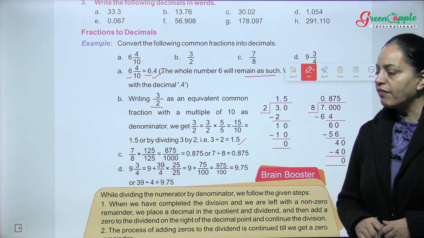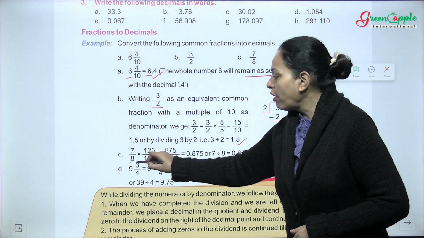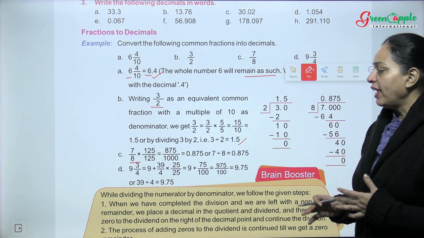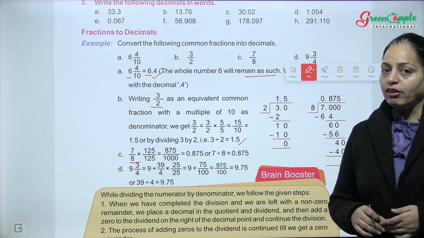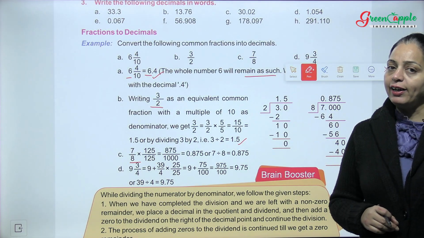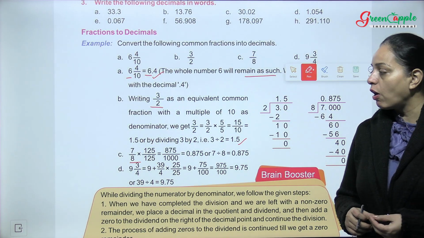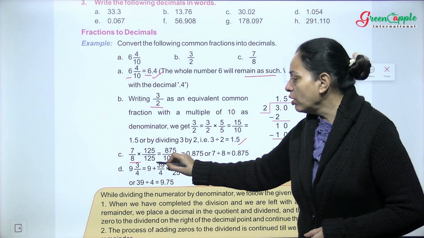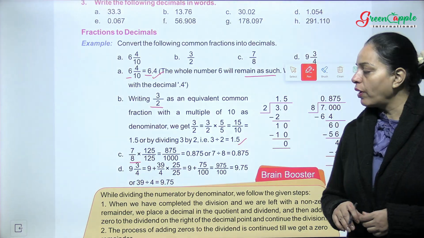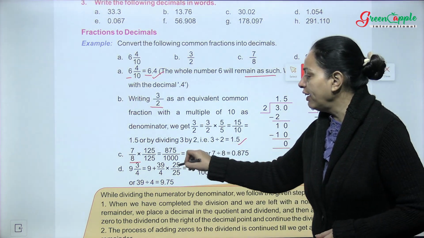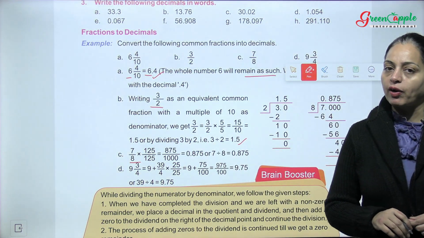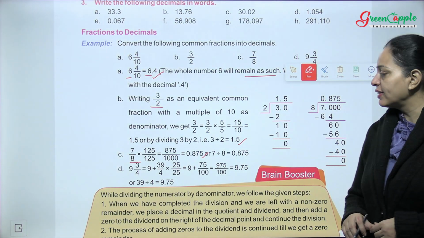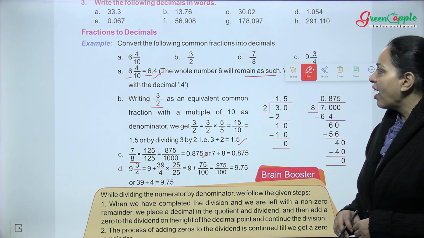Now C part: 7 upon 8. Now try to make the denominator 10, 100 or 1000. See, we cannot make 8 into 10, we cannot make 8 into 100, but we can make 8 into 1000. How? Multiply by 125. So this is the rule: multiply the numerator also by 125. So we are getting 875 upon 1000. Now write with the decimal point: 0.875. This is the answer.